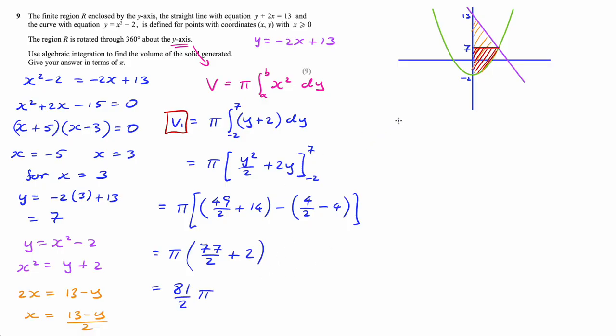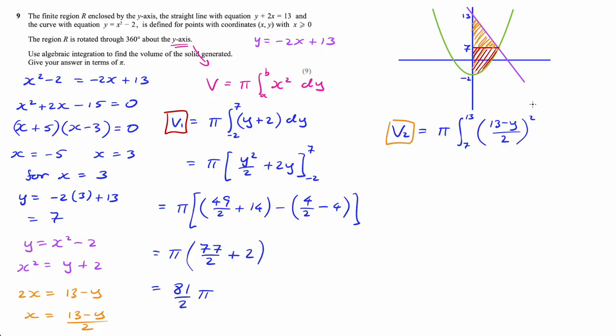Okay, that's volume 1. Volume 2 is equal to pi times, so that's going to be this orange one here, guys. Okay, let's just make that orange. So it's pi times the integral from 7 to 13 of this squared. So it's actually 13 minus y over 2 squared.